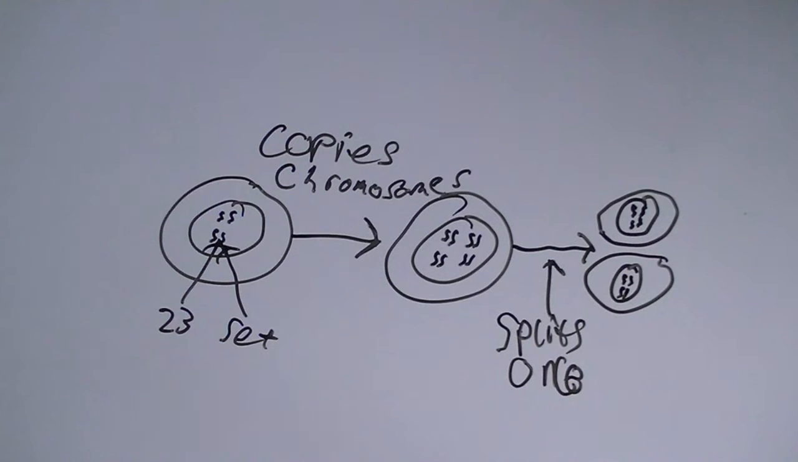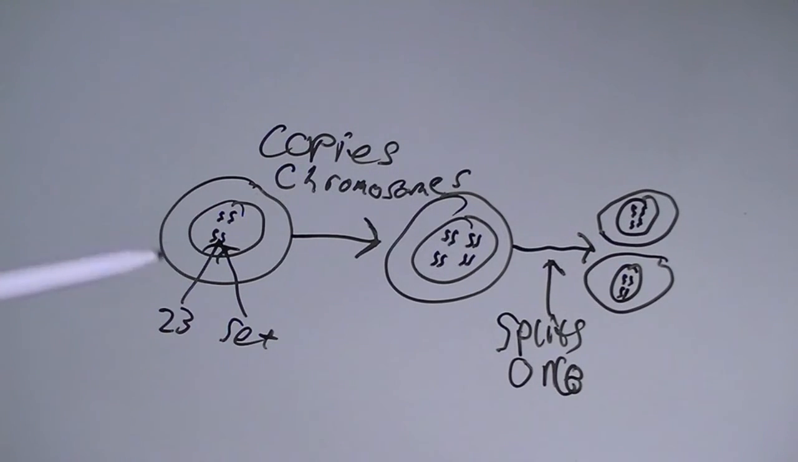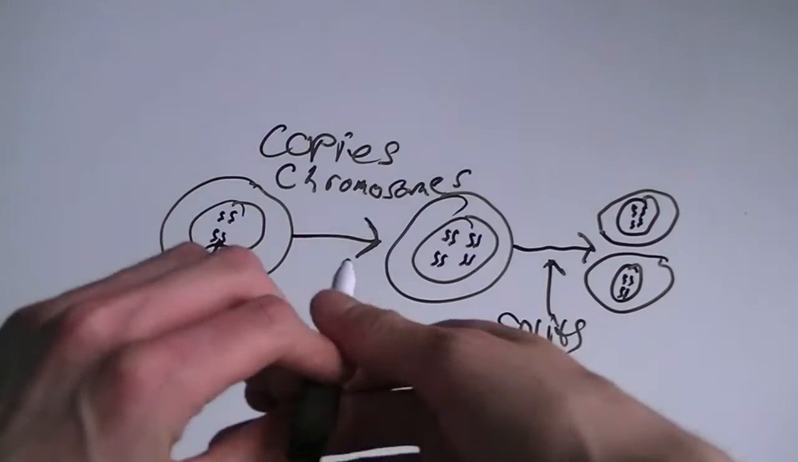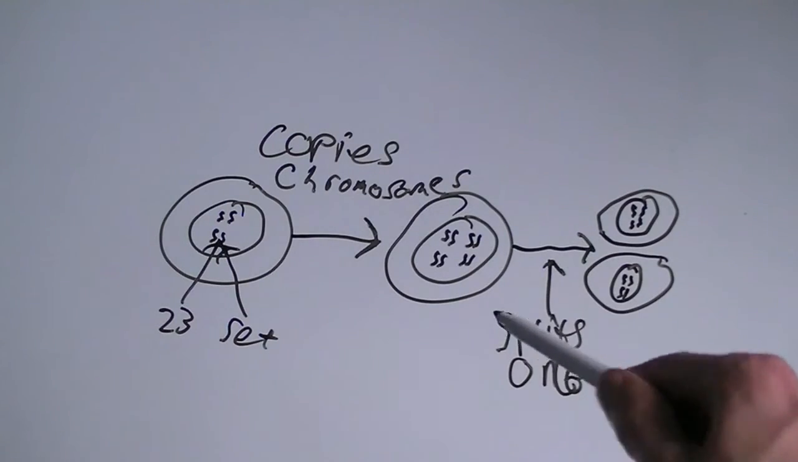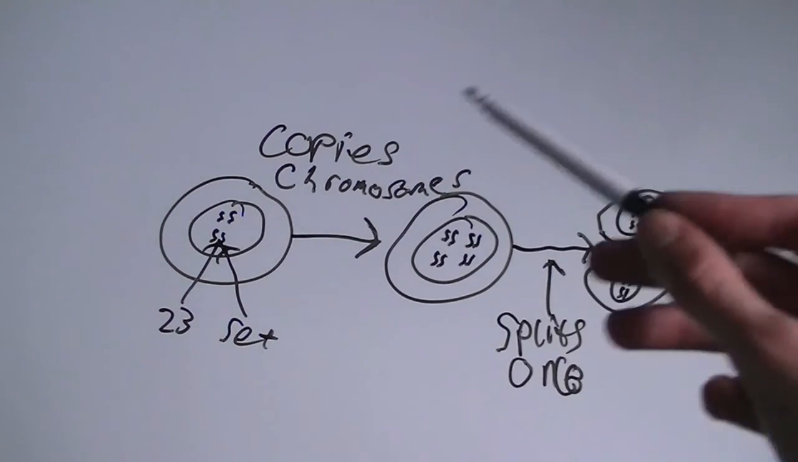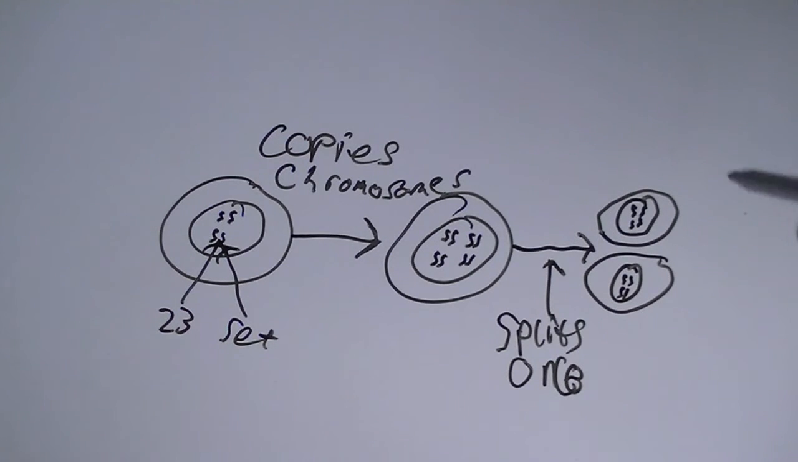So, let's just go through that again. You have your normal 2 sets of chromosomes, each with 23 chromosomes in it. Those will then copy themselves or clone themselves to make another 2 sets. Then the cell will split and each will get 2 sets.